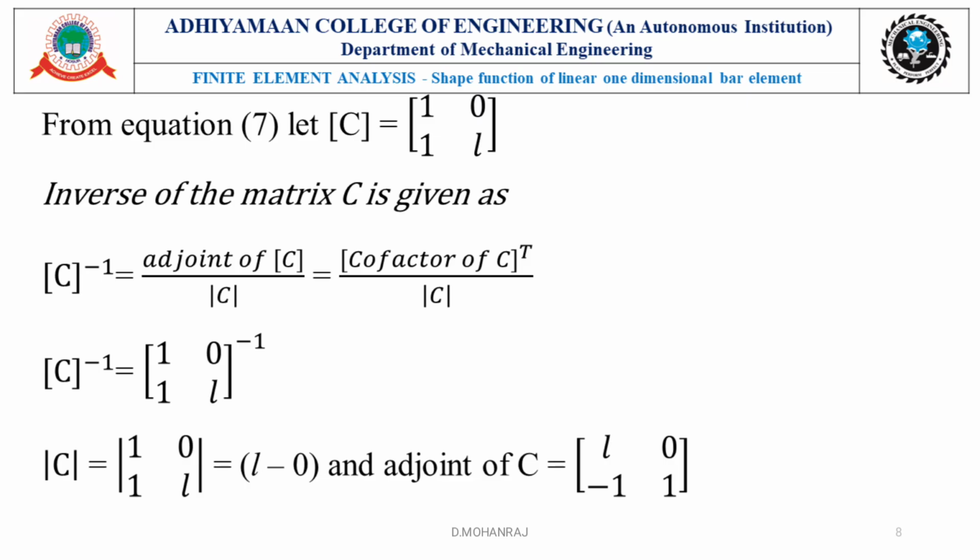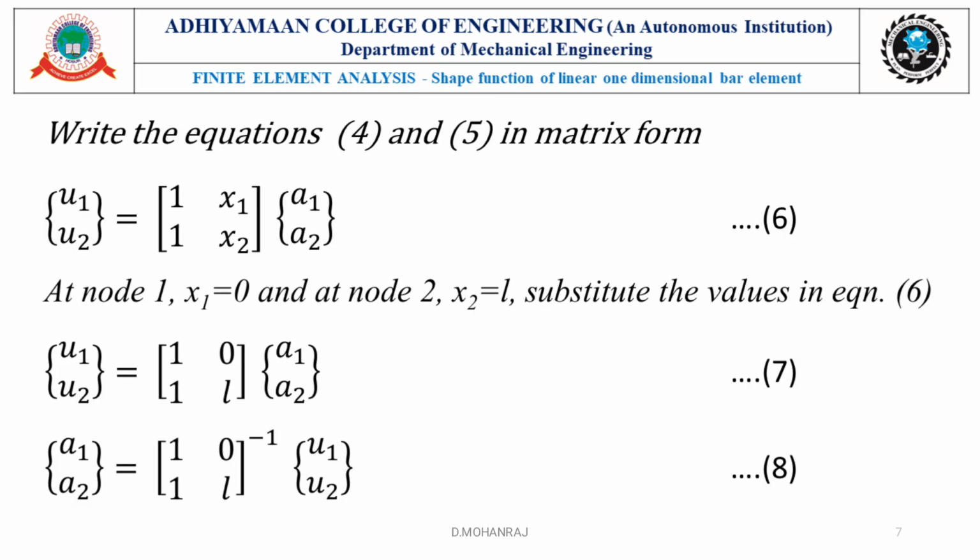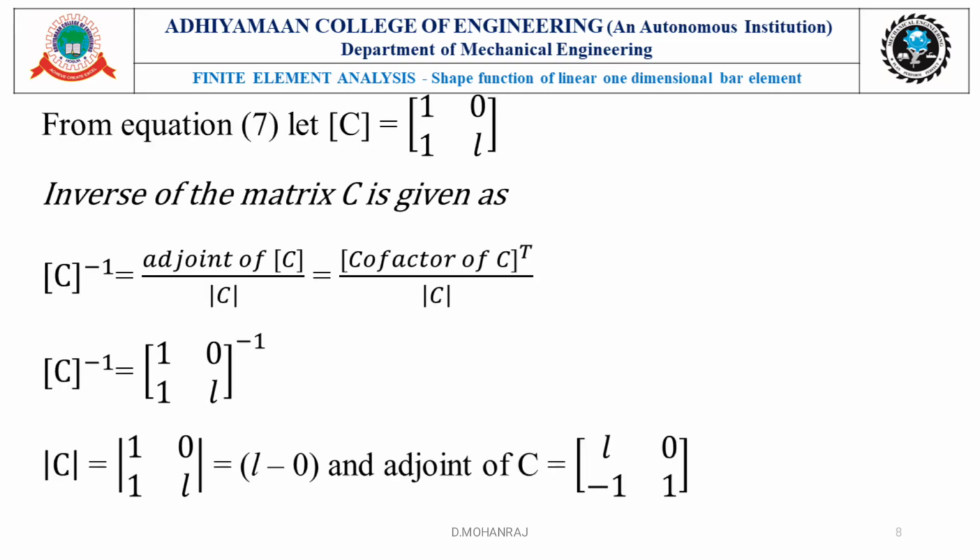And let us take that 2 cross 2 matrix in equation 7, that is [1 0; 1 L], as C. So that is the connectivity matrix which can be taken as C, and we need to find out the inverse for that matrix C. And the inverse for the matrix generally is given as adjoint of that matrix divided by determinant of the particular matrix.